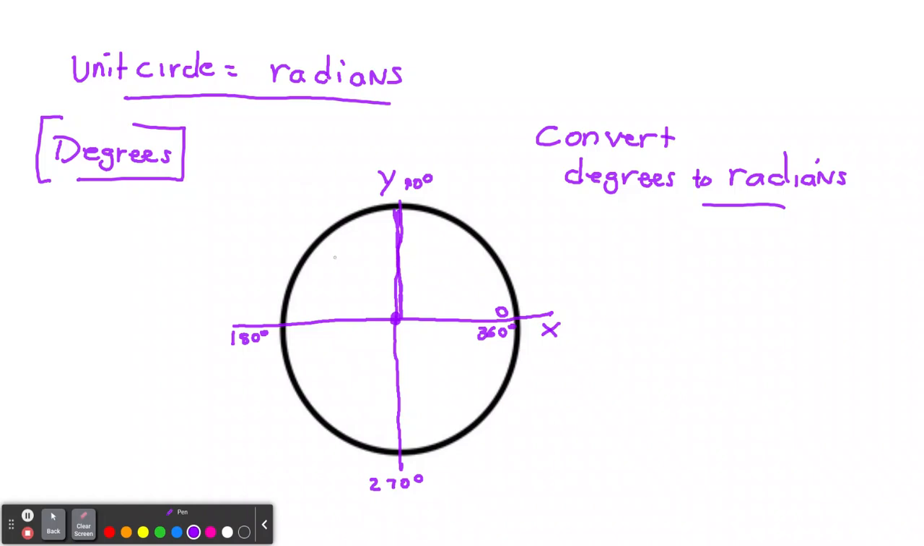Okay, so let's see, we'll start with 30 degrees. Let's say that's 30 degrees right there. How can we convert 30 degrees to radians? That's the first concept.